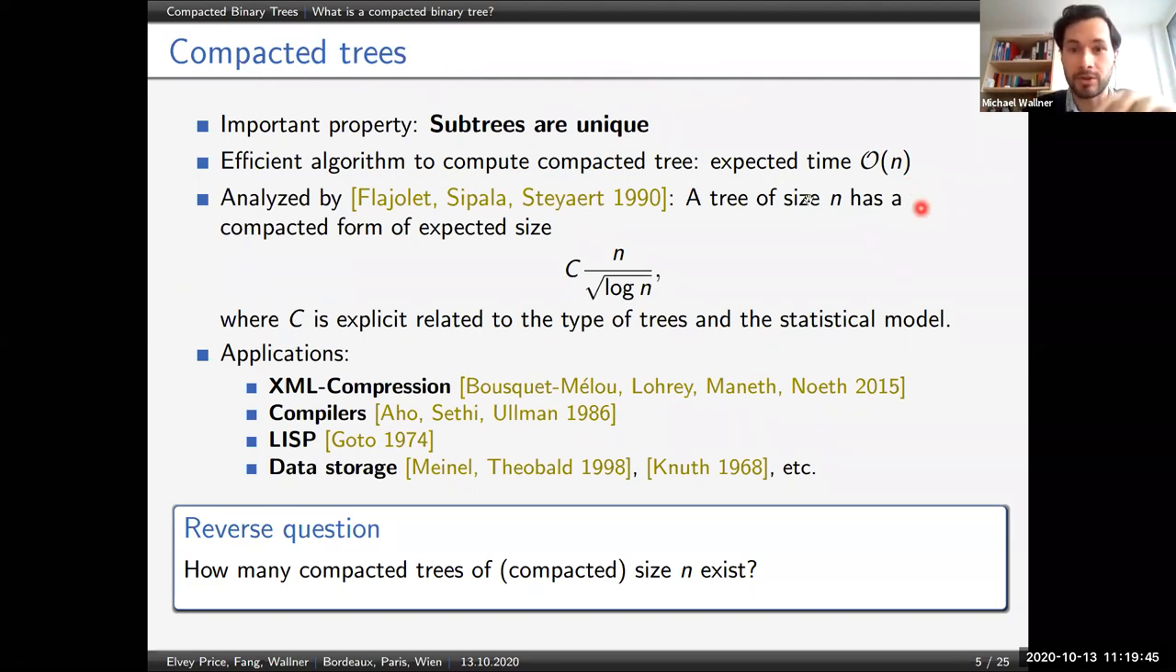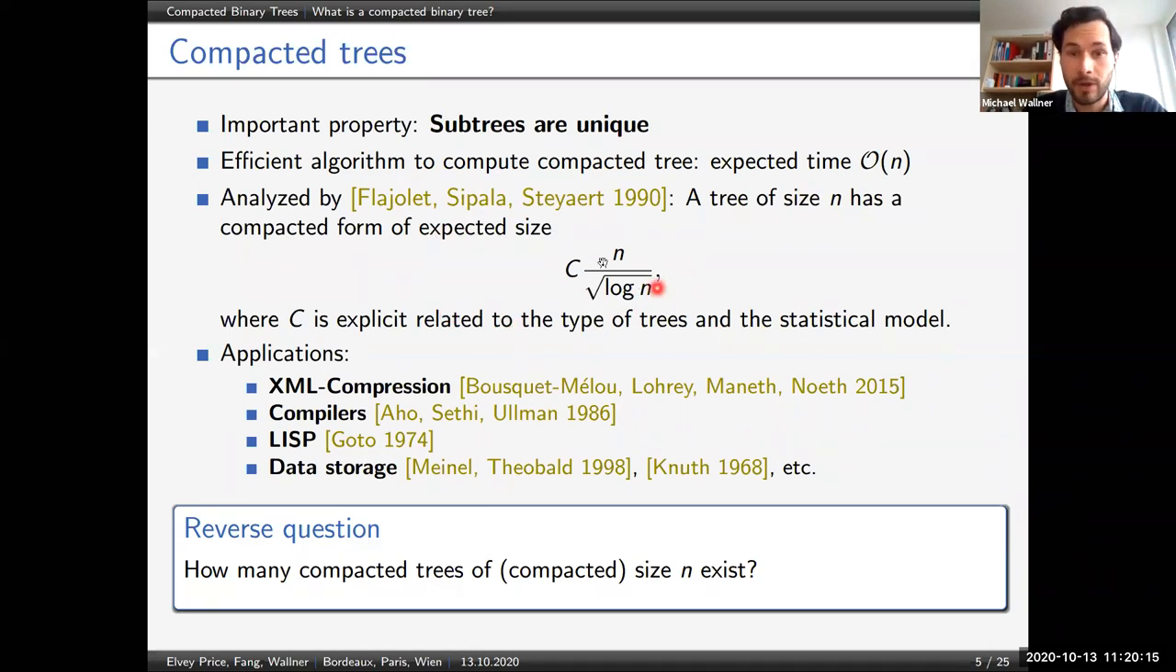I'm very happy. Here it has been shown that in linear expected time, we can compute the compacted form of a binary tree. The analysis using analytic combinatorics started with Flajolet, Sipala and Steyaert in the 90s, where they showed that a tree of size n has a compacted form of expected size n divided by the square root of log n, where the constant is explicit and depends on your model, on the labels of the nodes, and so on.